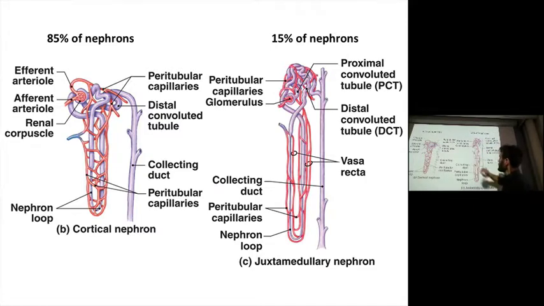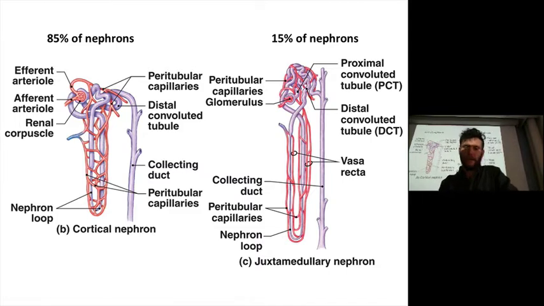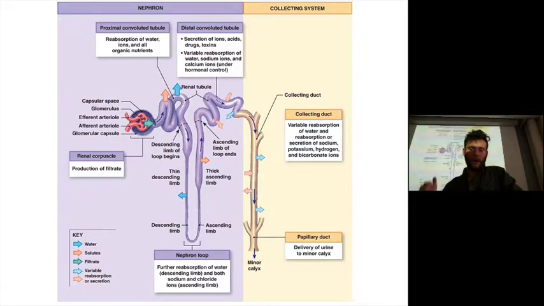So in these juxtamedullary nephrons, what we are calling the peritubular capillaries in the cortical nephrons are called the vasa recta. Vasa meaning vasculature, recta meaning straight. It's these straight vessels of the loop of Henle. All right? Very important. We're going to talk about what they do in countercurrent multiplication in a bit, probably on Friday.